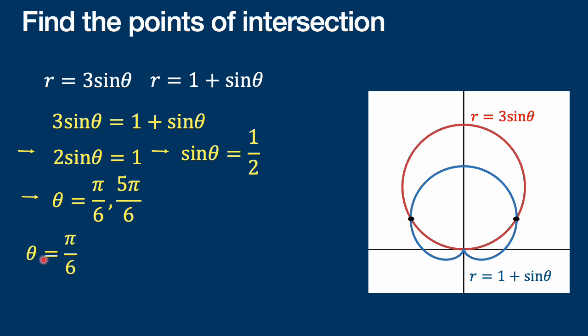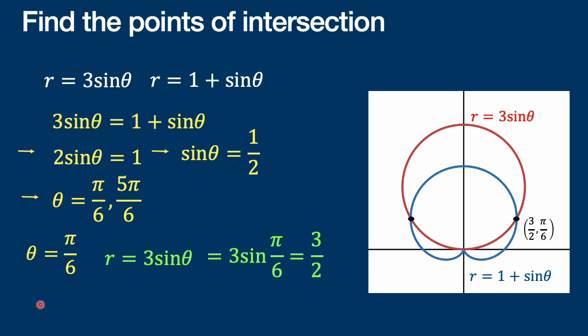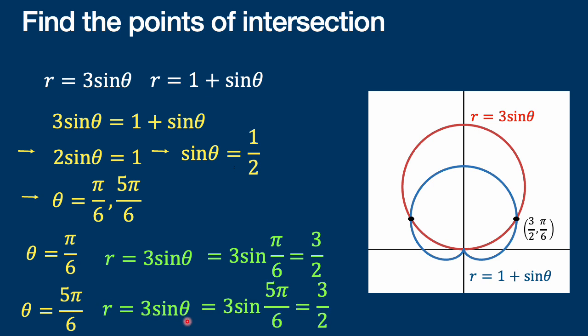So let's find the r value. Theta is pi over 6. r is 3 sine theta, so 3 sine pi over 6. Sine pi over 6 is 1/2, so that's 3 over 2. Theta is right here: pi over 6, 3 over 2. Second, theta is 5 pi over 6. r is going to be 3 sine theta, 3 sine of 5 pi over 6, which is the same value as for pi over 6. That's going to be 3 over 2, at 5 pi over 6.